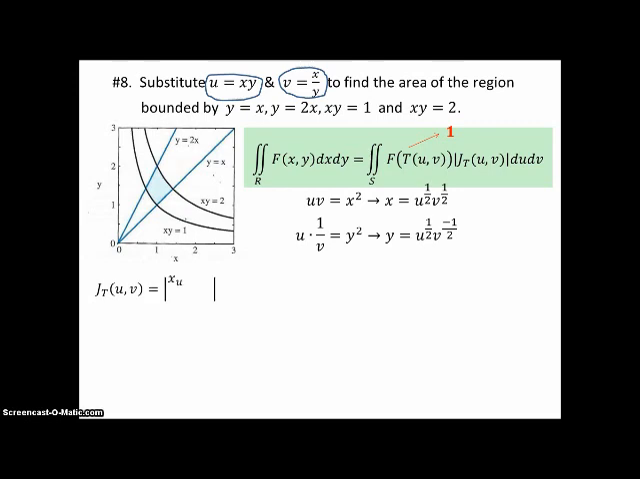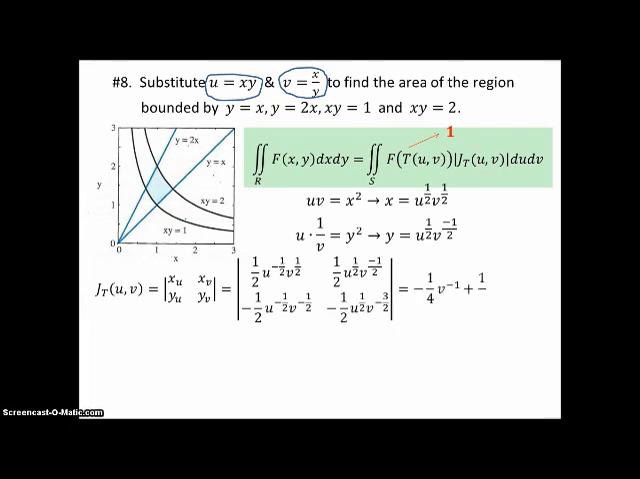So now we need the Jacobian, which involves the determinant of the partial derivatives. And you're getting really good at those, so I'm not going to belabor how to figure those out. But remember, in the first column, you treat v as a constant, and in the second column, you treat u as a constant. And then you multiply diagonally, and it comes out rather nicely. So now that we have the Jacobian, and we know our function is 1 because we're doing area, we can go ahead and set up our integral.